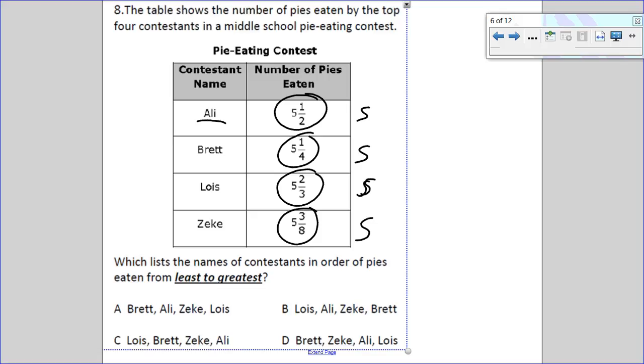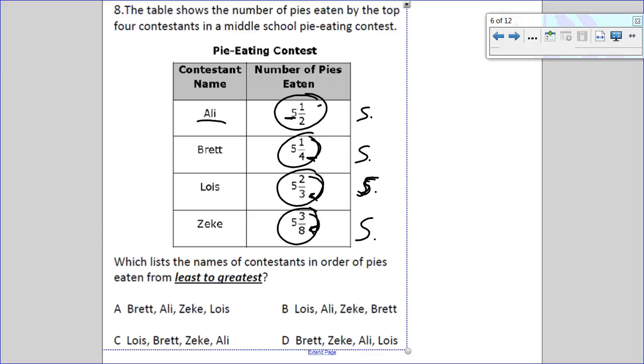So, but we want from least to greatest. So we need to just go ahead and change these into decimals. Now, we know we have 5 whole. They ate 5 whole pies. So each one of them, it's automatically 5 point something. Since this top number is smaller than the bottom number in every case, we know that this fraction means less than 1. So they never ate more than 5 or more than 6 pies. They ate at least 5 and not quite 6. So we just have to figure out who ate the most.